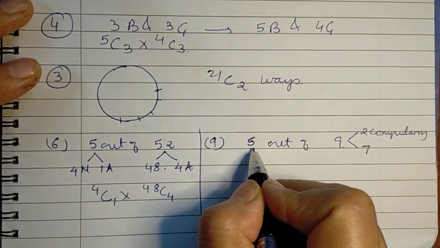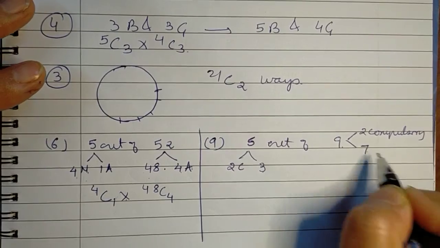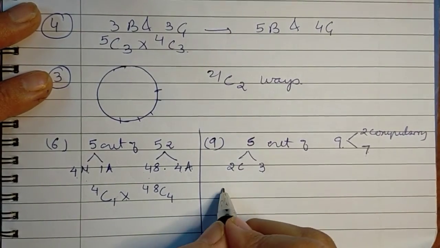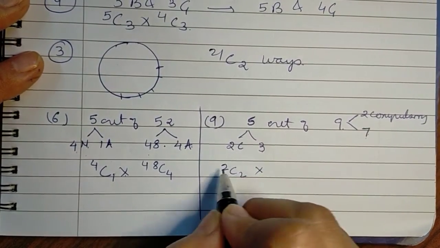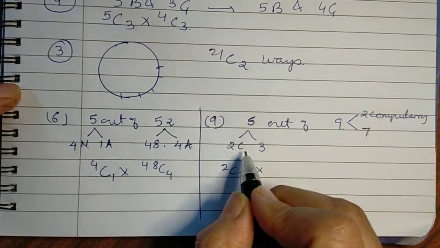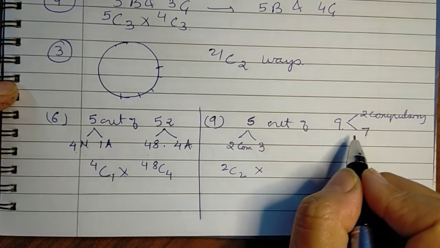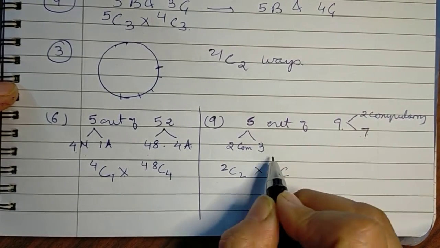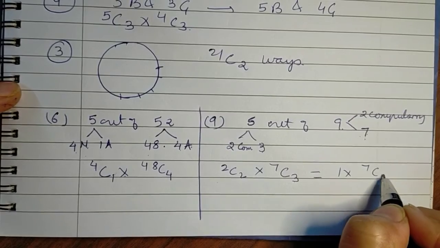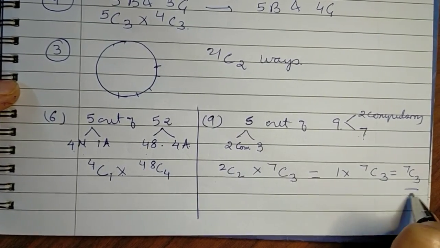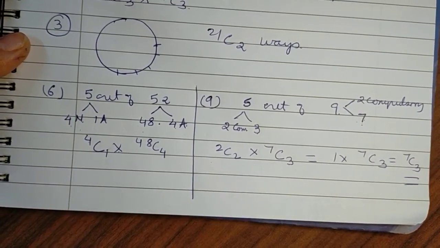So obviously if a child chooses 5 courses, 2 are compulsory and the remaining 3 can be chosen from the remaining 7. So 2 are compulsory, so those 2 are definitely to be taken up. You can write 2C2 ways, or there is exactly one way of choosing those 2 compulsory courses, and the remaining 3 to be chosen from the remaining 7 in 7C3 ways. So ultimately it comes out to be 1 into 7C3, which is 7C3 ways. On the same lines, you can do other questions which are similar to these. Thank you.